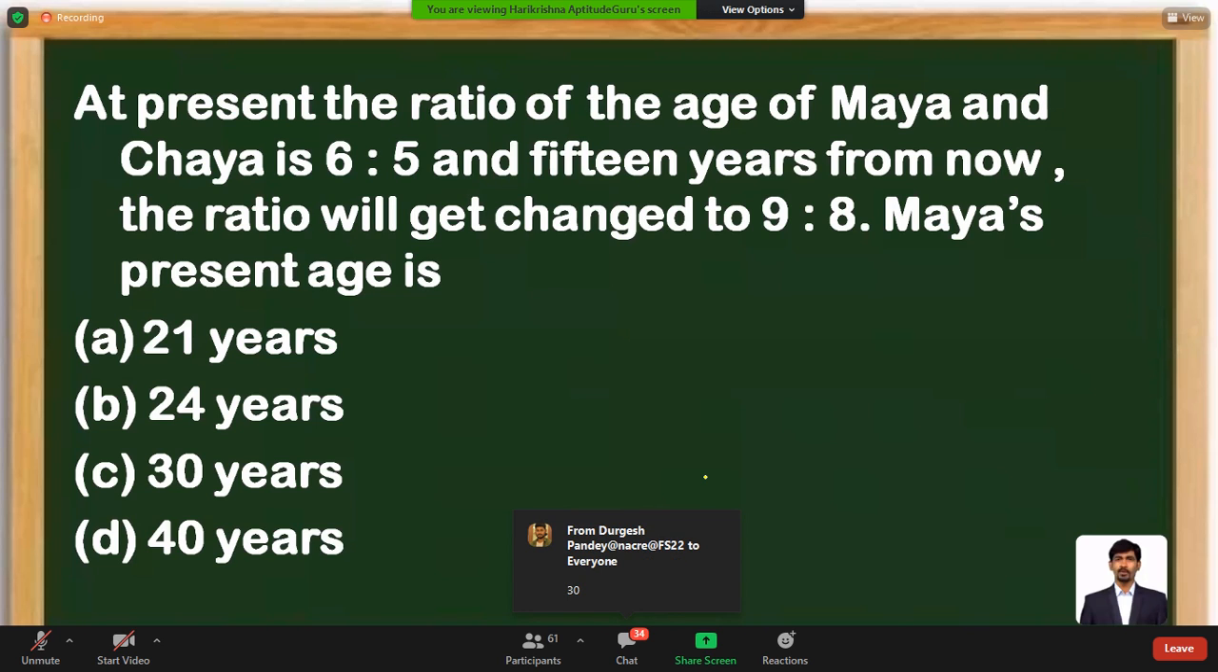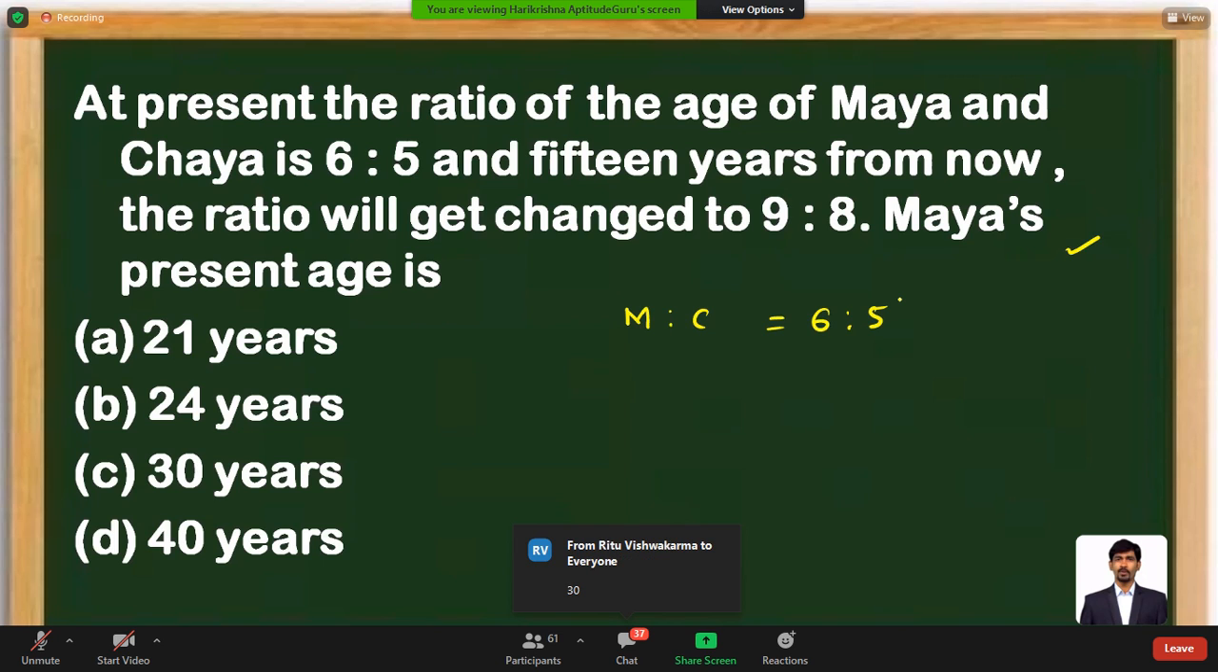This question was given in a previous Capgemini paper. It's an easy one, you can easily tackle. At present, the ratio of ages of Maya and Chaya is 6:5. 15 years from now, the ratio will change to 9:8.